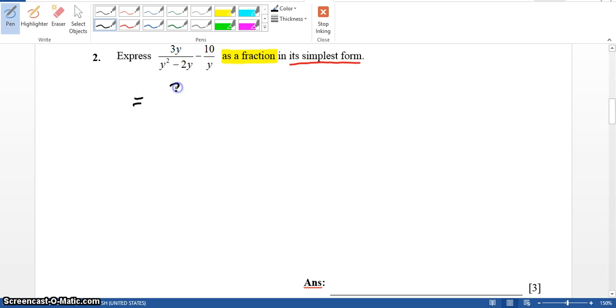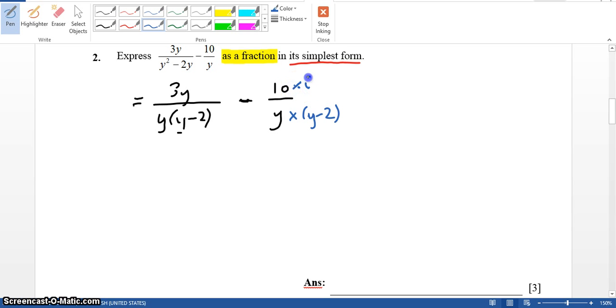So for the first denominator, I'm going to factorize out y such that I get y bracket y minus 2. And you realize that the denominator has a common y. What I'm going to do next would be I'm going to multiply the second denominator by y minus 2 to make it the same denominator, and hence for the numerator I need to do the same thing.